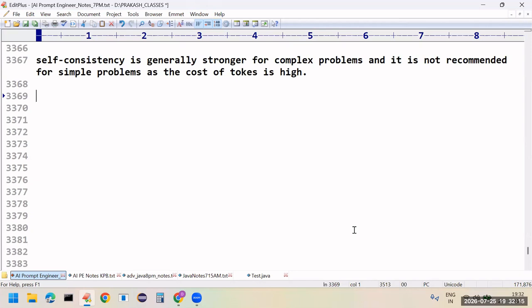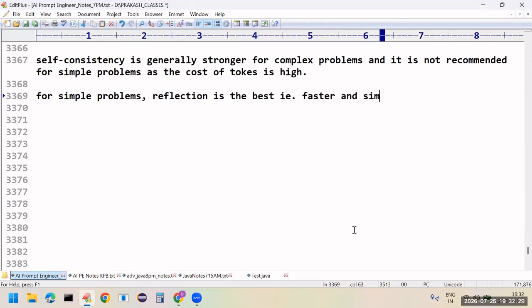Correct, sir? So for simple problems, reflection is the best. That is faster and simple. Correct? Correct.